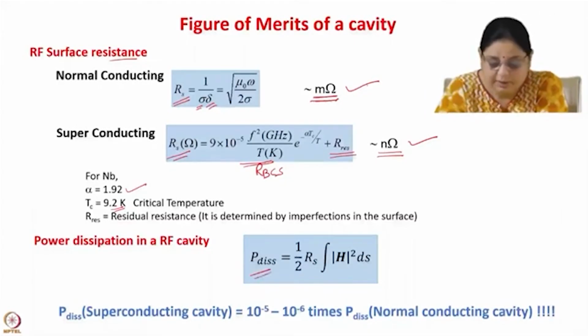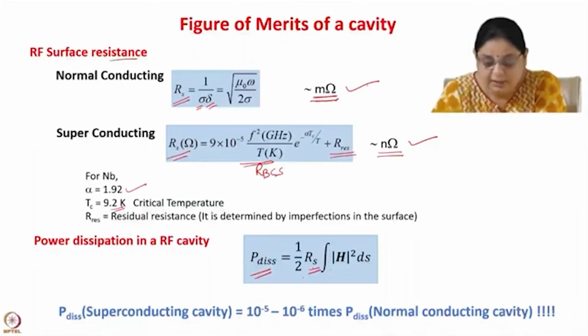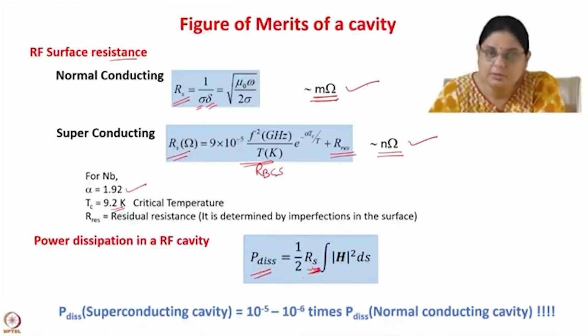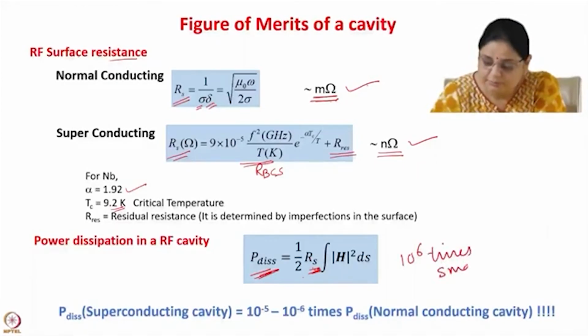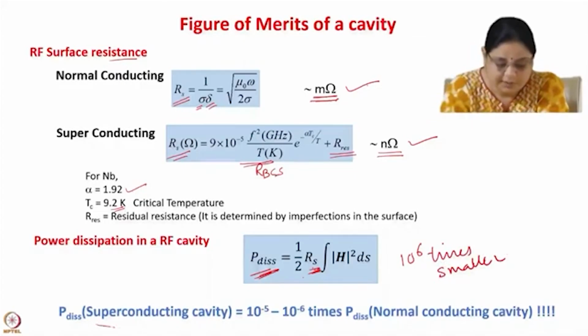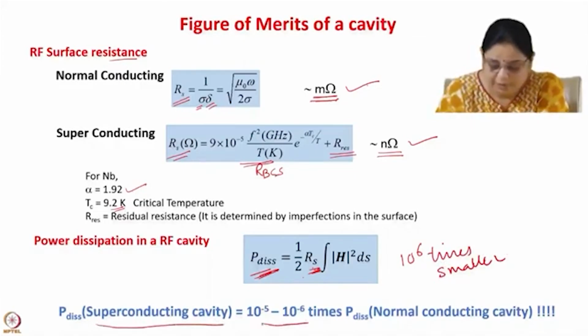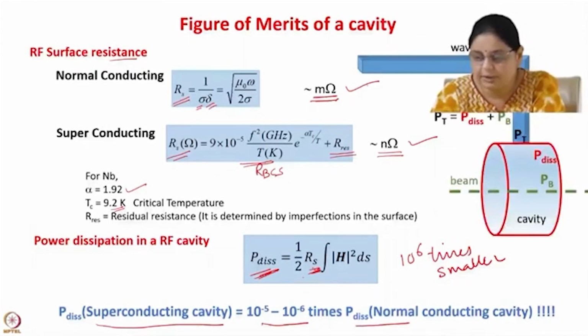Now power dissipated in the cavity is equal to half Rs, where Rs is the RF surface resistance, times an integral of H squared over the entire surface of the cavity. Since the RF surface resistance is very small in a superconducting cavity, the power dissipated in the superconducting cavity will be very much less as compared to a normal conducting cavity. So 10 to the power of 6 times smaller. So power dissipated in the superconducting cavity is 10 to the power of minus 5 or 10 to the power of minus 6 times the power dissipated in a normal cavity.